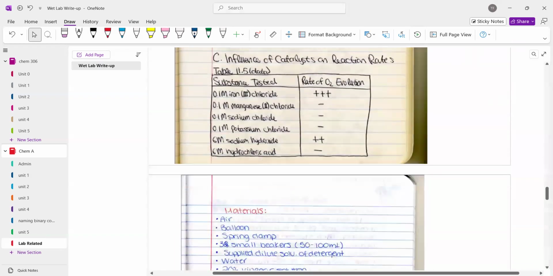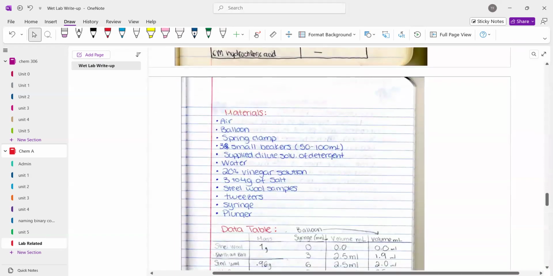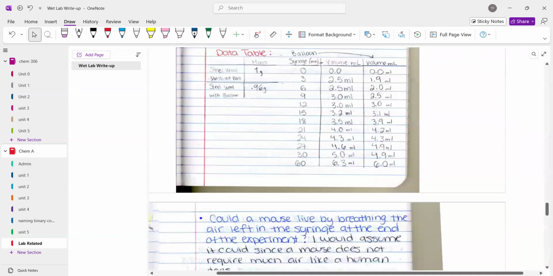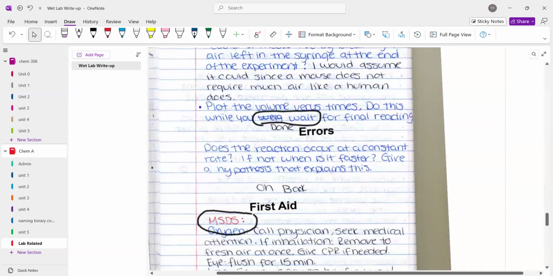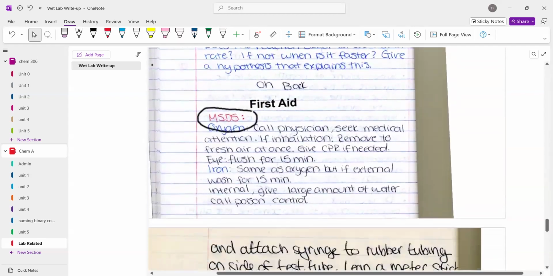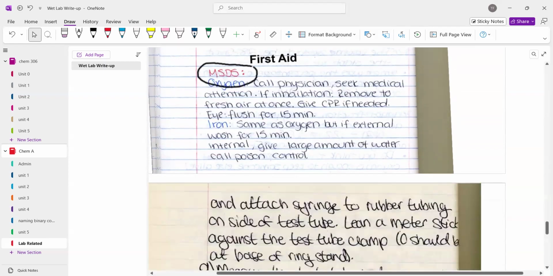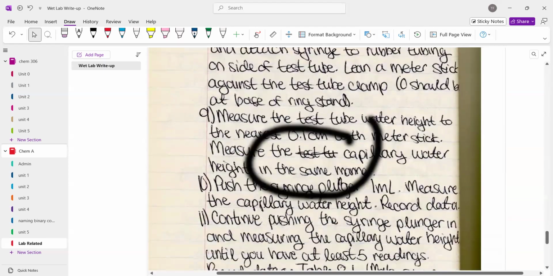Okay, example of a list of materials. More data table. It used to be called, instead of SDS, it used to be called MSDS. And they changed it to SDS, and I don't know why. MSDS sounds like Spanish. Okay, here's an example of an error. Very simple, just a line through it.